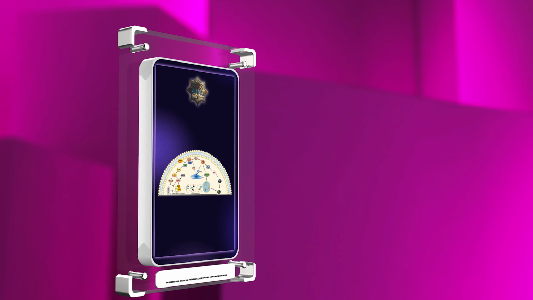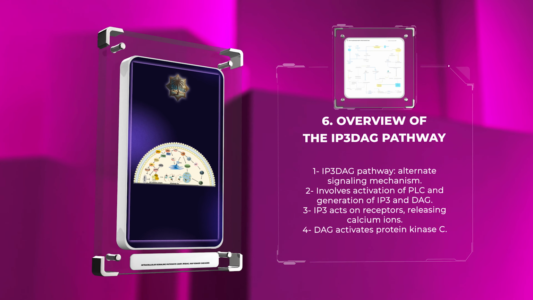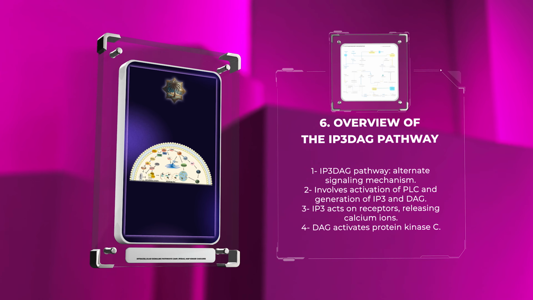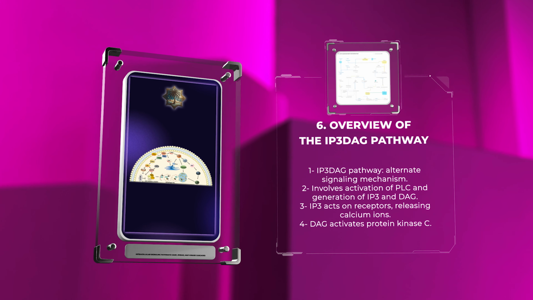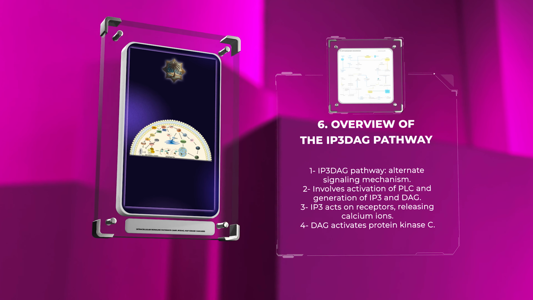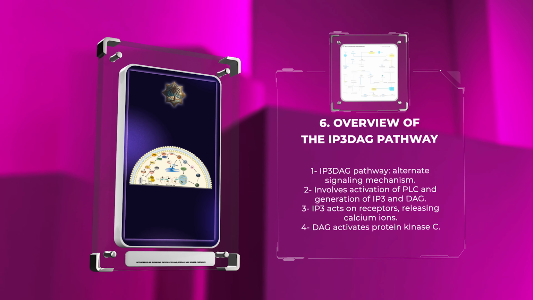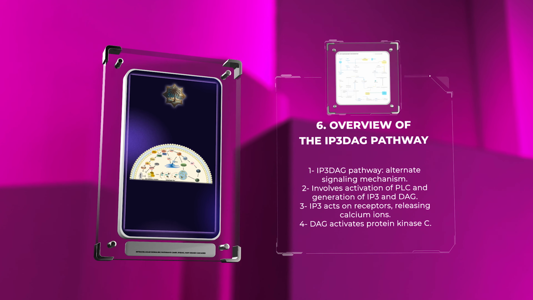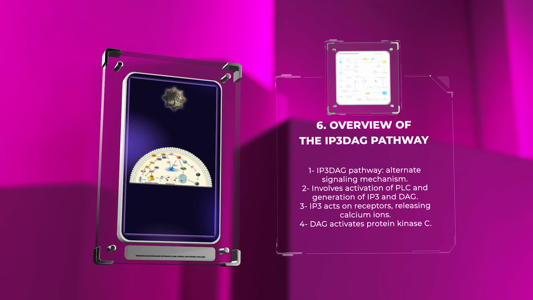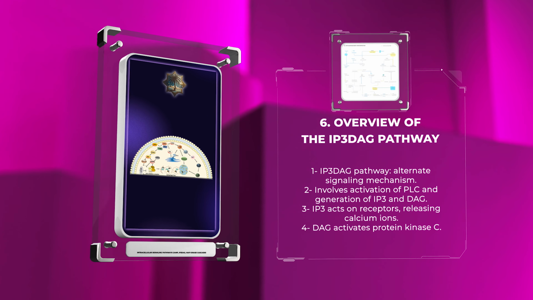The inositol 1,4,5-trisphosphate, IP3, and diacylglycerol, DAG, pathway, commonly referred to as the hepatic pathway, is an alternate signaling mechanism utilized by cells. It involves the activation of phospholipase C, PLC, and the subsequent generation of IP3 and DAG as second messengers. IP3 acts on IP3 receptors located on intracellular calcium stores, releasing calcium ions into the cytoplasm. DAG, on the other hand, activates protein kinase C, PKC.